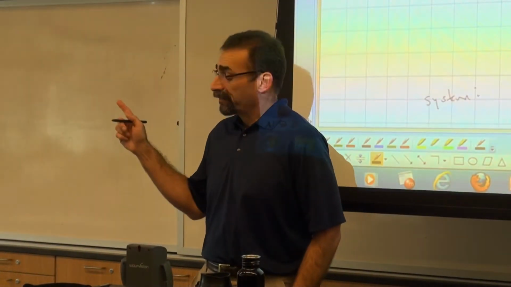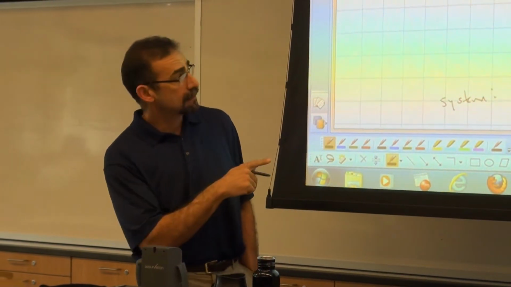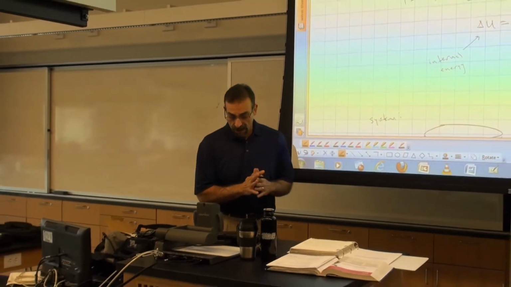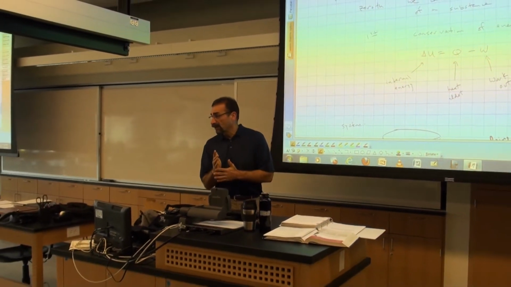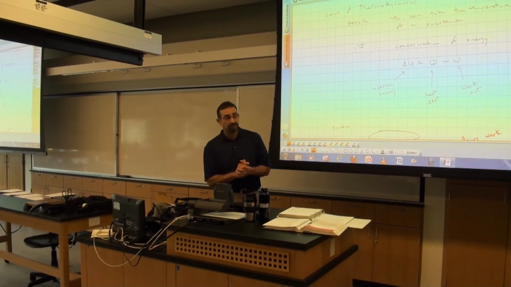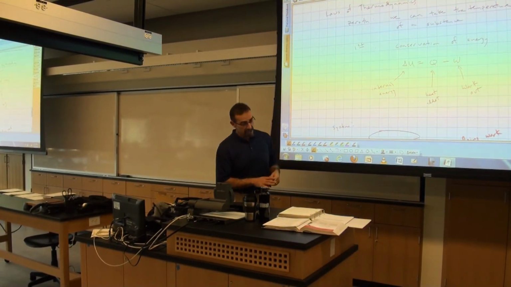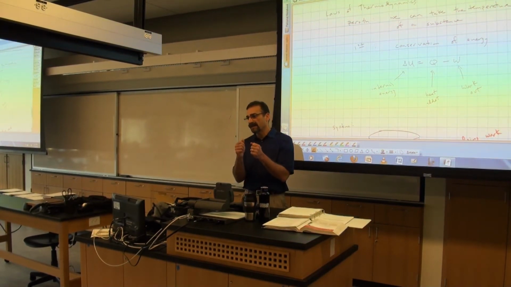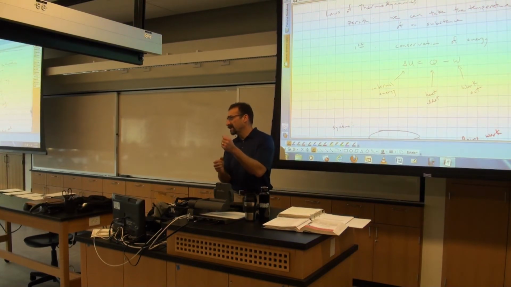All right, so quick review from what we had last time. We started this chapter, and we introduced the zeroth law and the first law of thermodynamics. The zeroth law talks about thermal equilibrium. If object A is in thermal equilibrium with object B, and object A is also in thermal equilibrium with object C, then B and C must be in thermal equilibrium with each other.